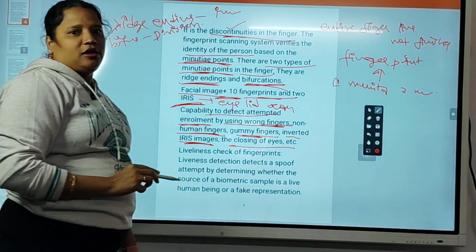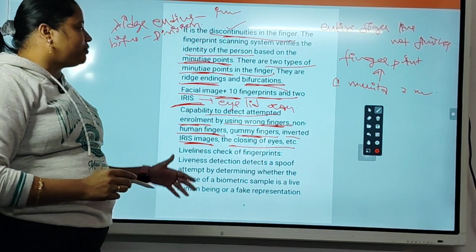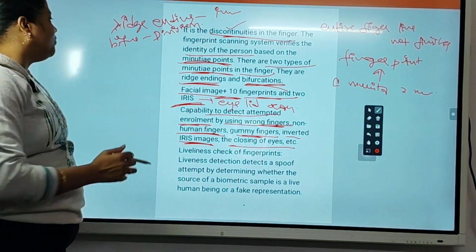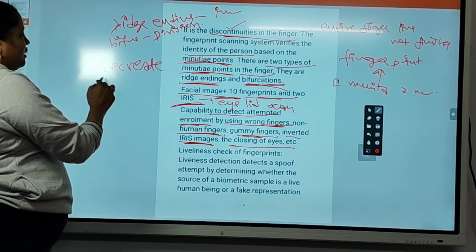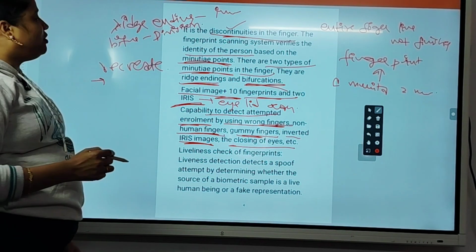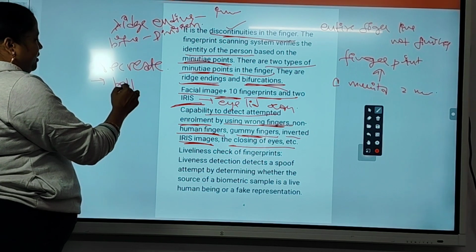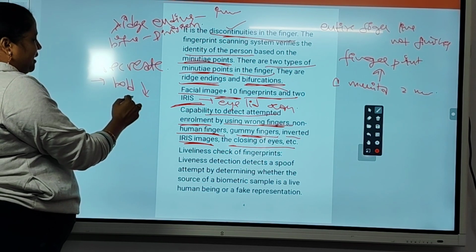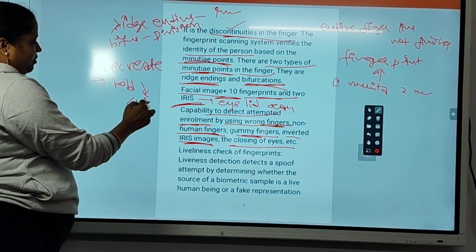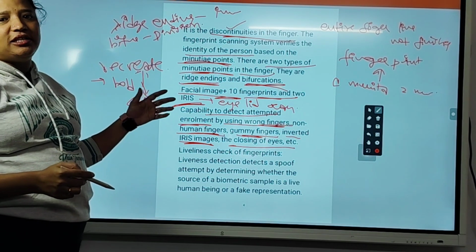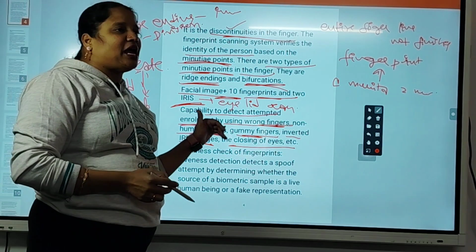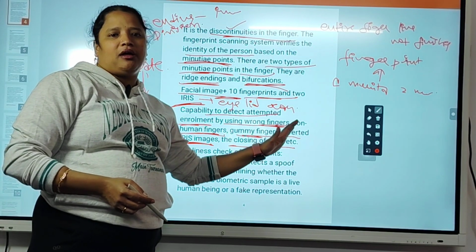of eyes, etc. So what they will do, they will recreate your fingerprint. Suppose you hold a cup, then on the cup they will take the print. Then they recreate the fingerprints and the iris scanning also they steal. Then they can behave like the original person before the system.